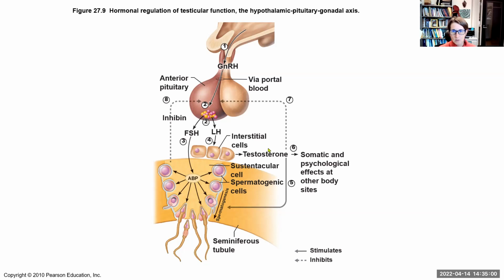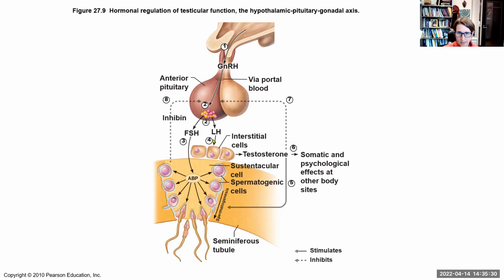And when those interstitial cells are producing testosterone, that testosterone can then be released into the blood, and it's going to have somatic, physiological, and psychological effects on other body sites, right? It's going to do things like increase muscular mass during puberty and change the voice box during puberty. It's also responsible for libido in males.